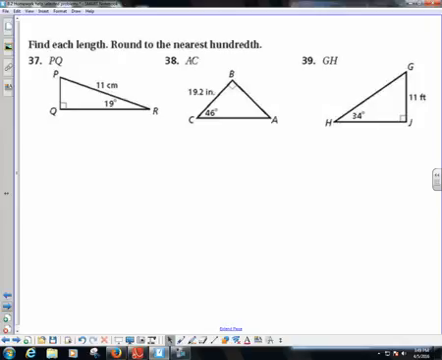So problem number 37 asks me to find PQ. So I'm going to label PQ as x. Now remember, PQ is a length. I will not have a degree answer, I will have a length, okay? So let's talk about what I know. Well, angle R is labeled. So that's what I'm going to be thinking about in terms of what I know.